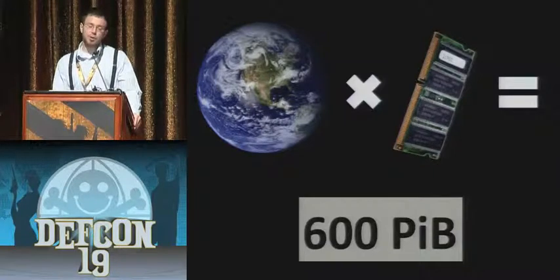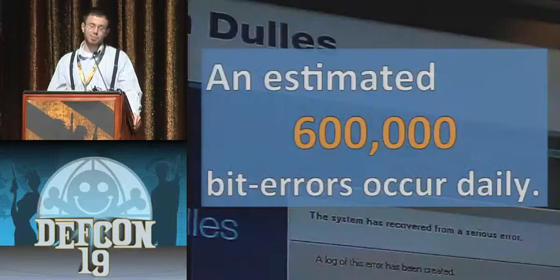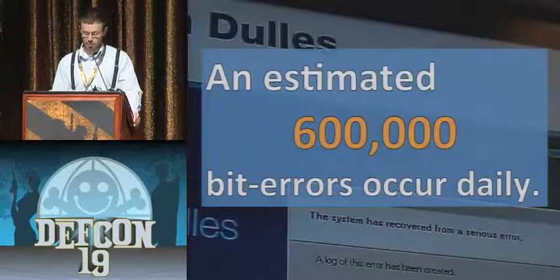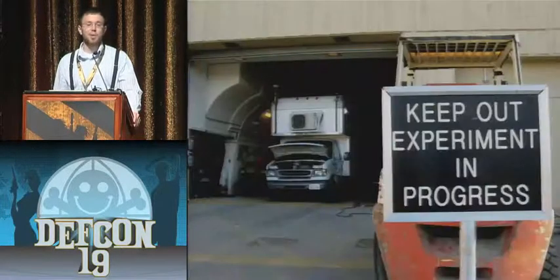And using the lower end error estimates from the previous slide, that's approximately 600,000 bit errors that occur daily in all the world's internet-connected DRAM. Now, how many of those errors actually happen somewhere that is interesting? Well, I set up an experiment to find out.